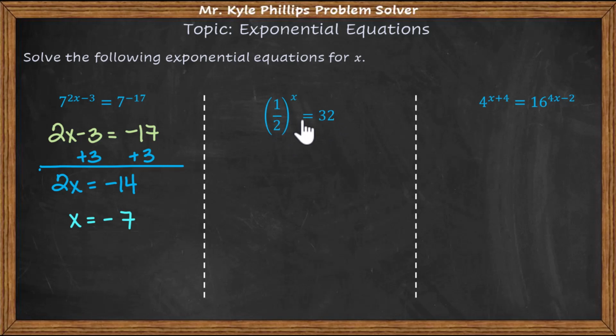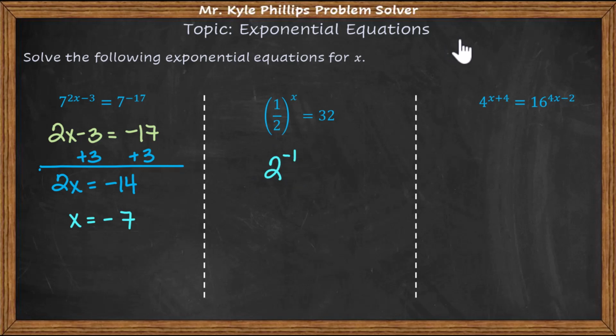Now, what happens if your bases are not the same? So let's think about this. It would probably be easier if I weren't dealing with a fraction here. Well, you can technically make this not a fraction. So I could turn this to, let's say, an integer. I could make this 2 and just give it an exponent of negative 1.